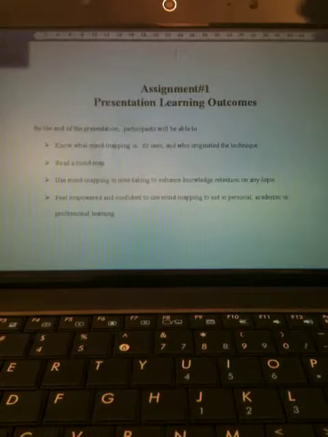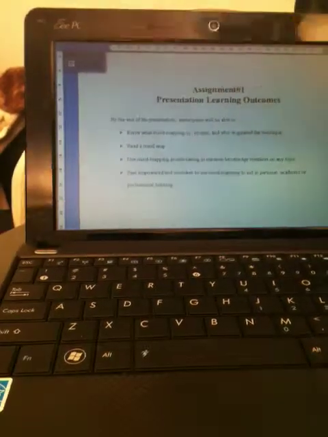That is a fairly tall order on that last one especially, but let's start with knowing what mind mapping is, its uses. Mind mapping is a form of note-taking.